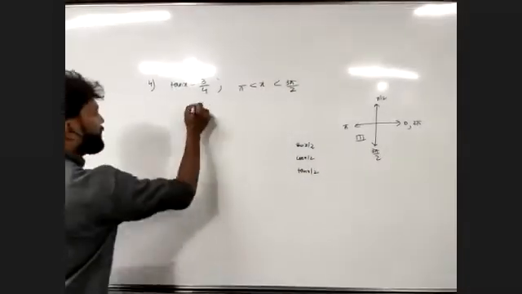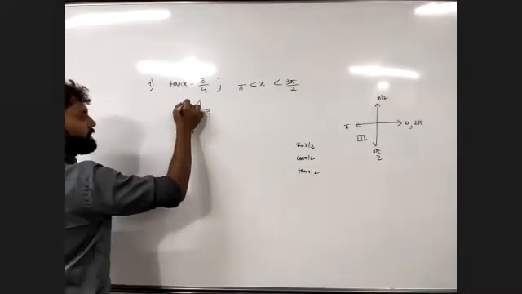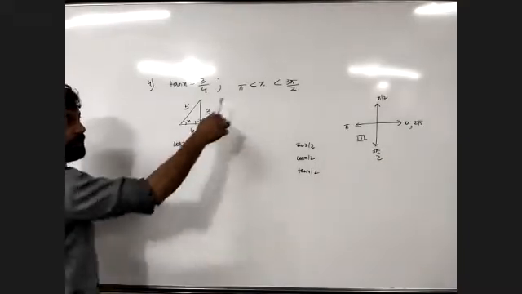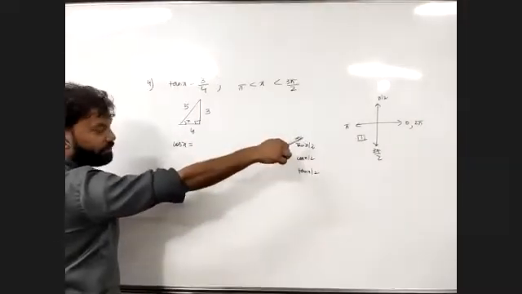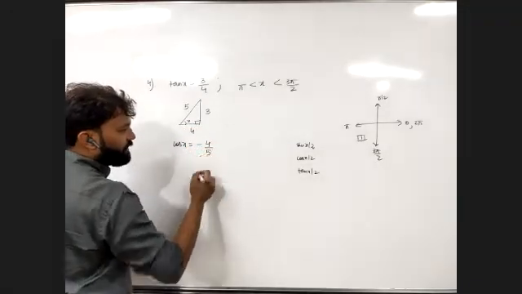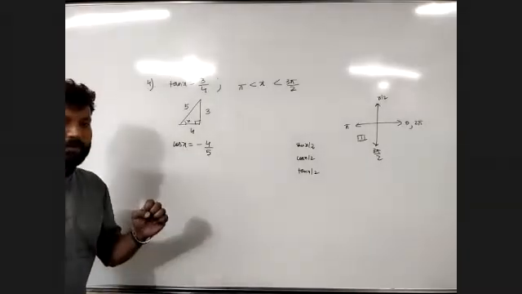We have tan x given, so we'll make a right angle triangle. Tan is P upon B, so the hypotenuse will be 5. And find the value of cos x from here. In the third quadrant, cos will be negative. This is minus 4 upon 5. Is this clear? Clear to all? Now watch out carefully for it.